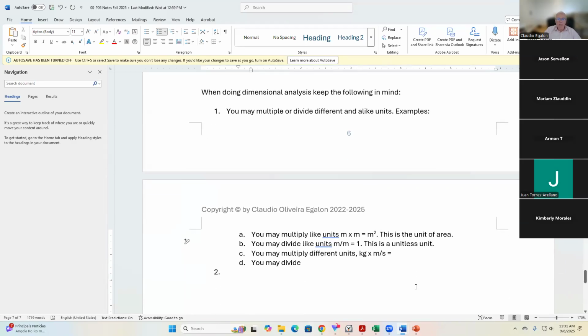You may multiply different units, okay? Like kilograms times meters per second. This is the unit for linear momentum, which we will see later on. You may also divide different units like we did before, like meter per second, right? The unit for velocity or speed. Okay.